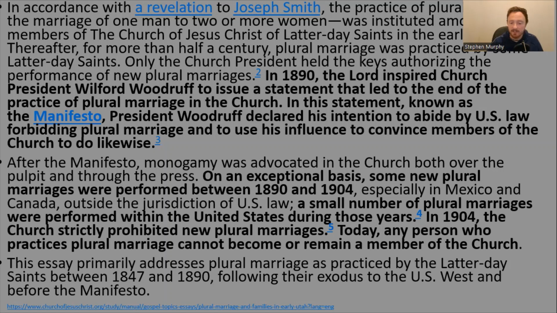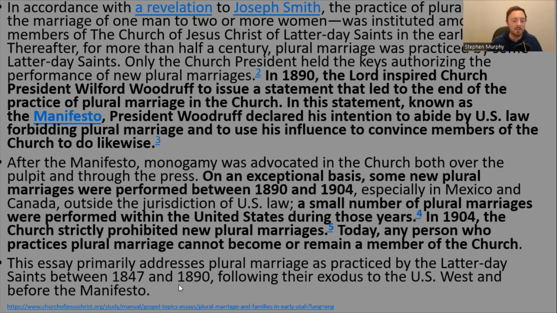This essay primarily addresses plural marriage as practiced by Latter-day Saints between 1847 and 1890, following their exodus to the US West and before the Manifesto. And I would check out that essay to find out more. But the church acknowledges that between 1890 and 1904, some plural marriages still happened, not as many. I think it's believed to be under 200. And many of these included, and were authorized by, the leaders, or were the leaders themselves. But yeah, polygamy did not stop at the 1890 Manifesto, and there was a second manifesto.